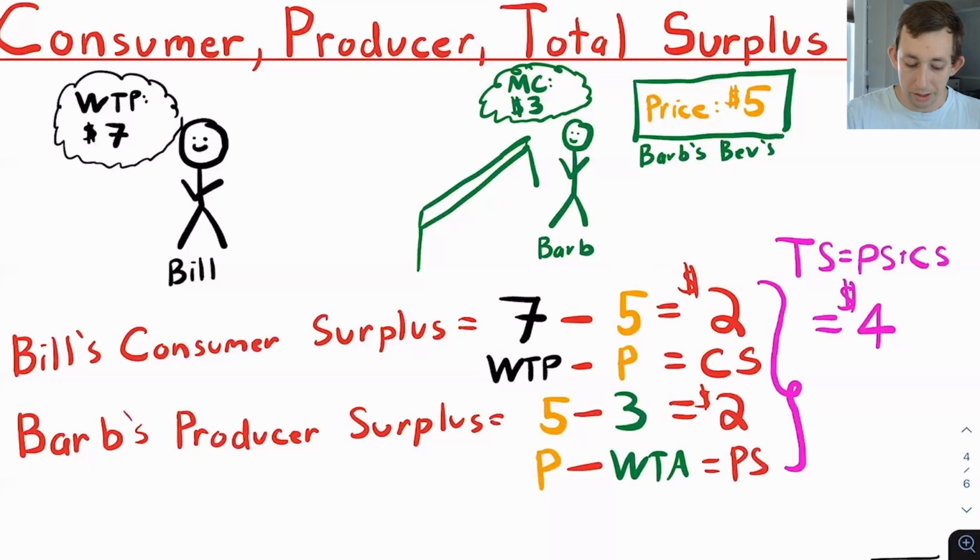We're going to call that Bill's consumer surplus, which is his willingness to pay, the $7 he was willing to pay, minus the price he actually paid. That's consumer surplus. Similarly, Barb got $5 because Bill paid her $5 for the coffee, but she was willing to sell the coffee for $3. So she's like, "Great, I got those $2 of profit. I can put that back into my business or do something else with those $2." If we add up the producer and the consumer surplus, we get total surplus, and in this case it's $4. This was just a basic example to get you to understand the concepts, but let's see how it applies to that supply and demand graph.